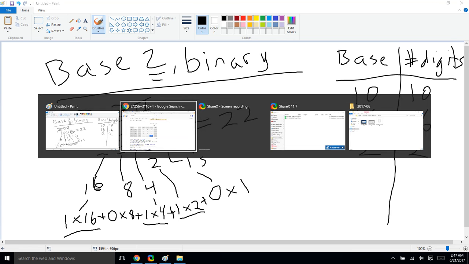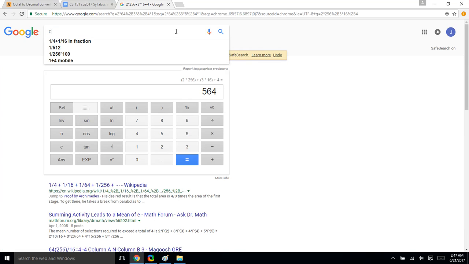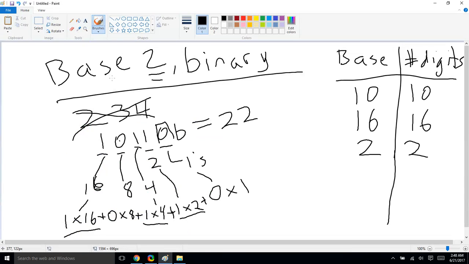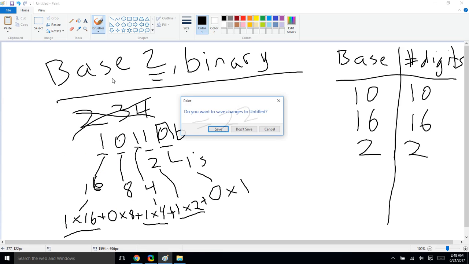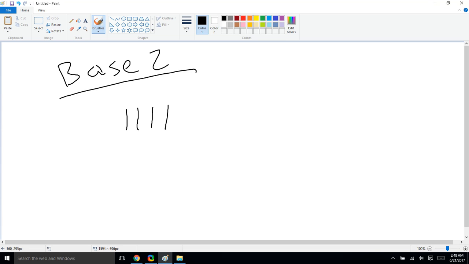And we can check that. We can ask Google, convert 22 to binary. 10110, and they have a 0B before it. 10110. Okay, let's try another one. We're still in base 2. 1111. Put the 0B like Google did.